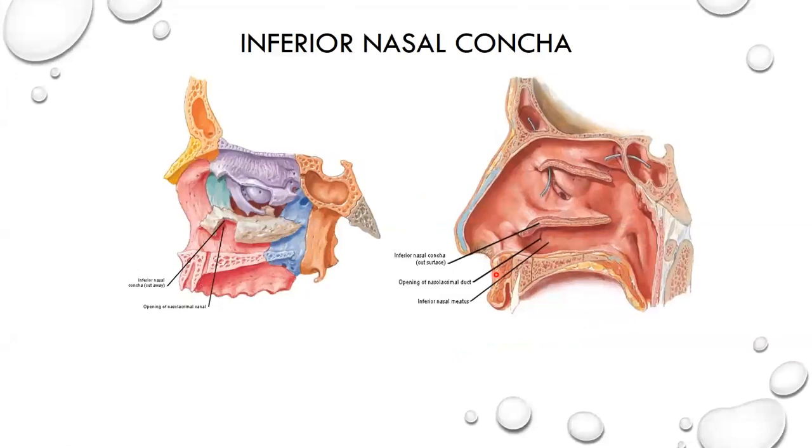The inferior nasal meatus is present below the inferior nasal concha. There is an opening for the nasolacrimal duct present here. All right.